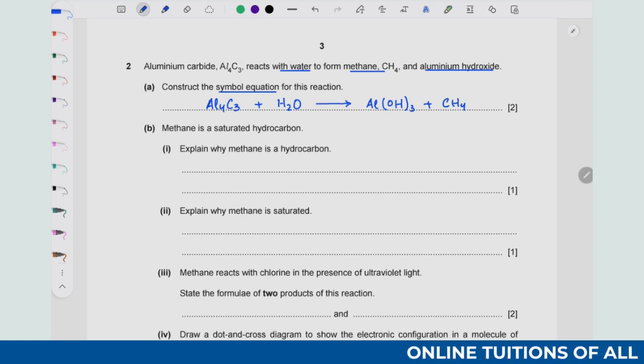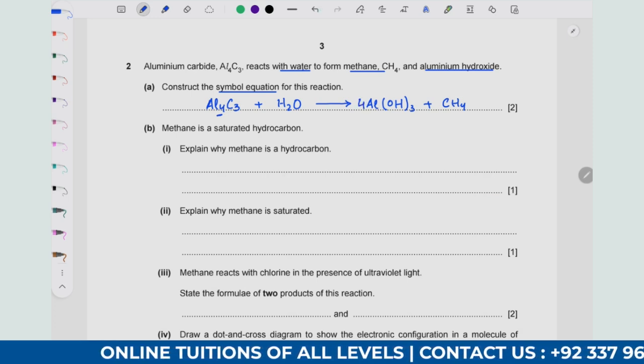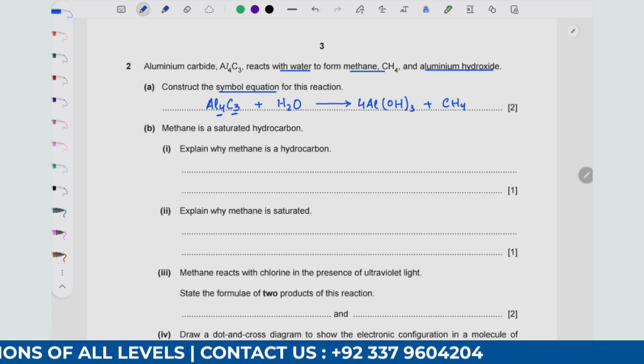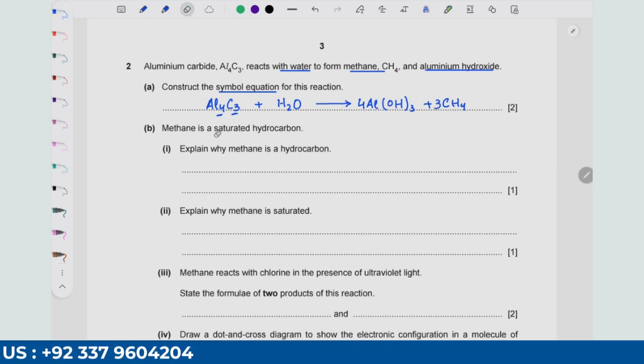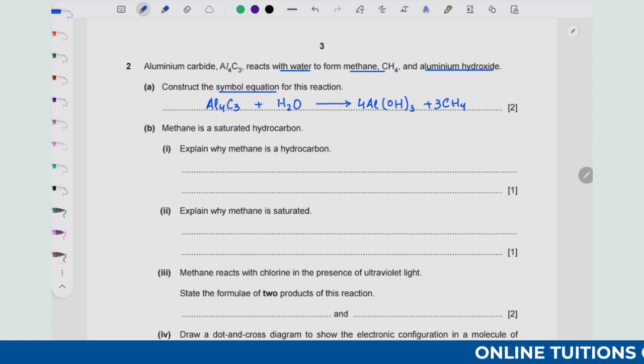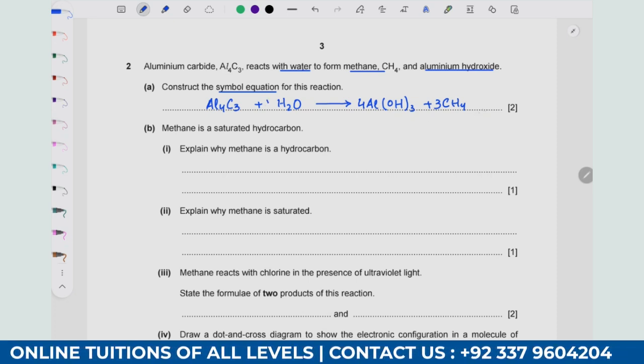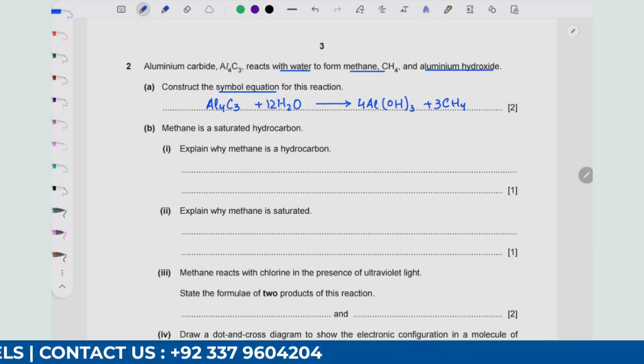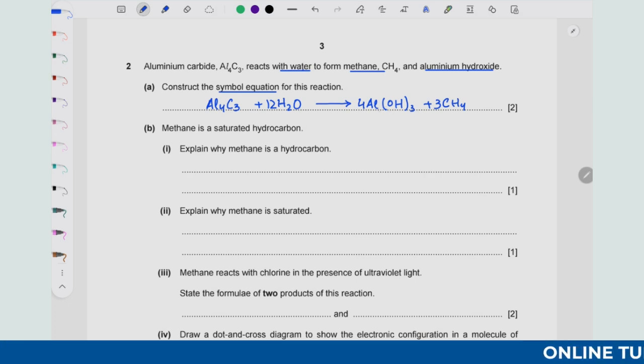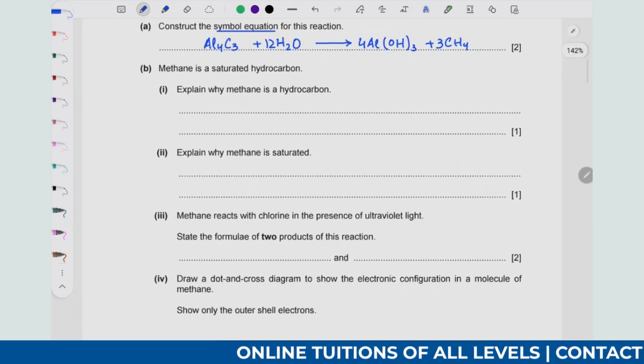Now let's balance this equation. We know there are 4 aluminium over here, so let's balance aluminium first of all. Carbon are 3, so let's balance the carbon. Now let's start balancing hydrogen and oxygen. We can see 4 into 3 is 12, and 12 plus 12 is 24 hydrogen on our product side. If we multiply water with 12, we can have 24 hydrogen on the reactant side as well. 4 into 3 is 12 oxygen on the product side, and 12 oxygen are present on the reactant side as well. So the equation is balanced.